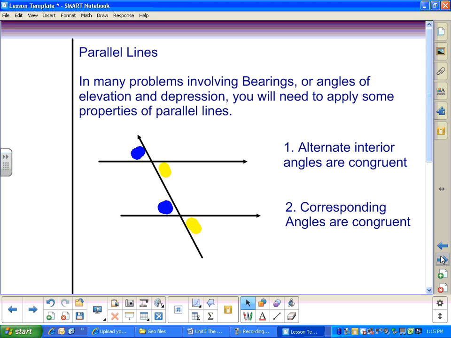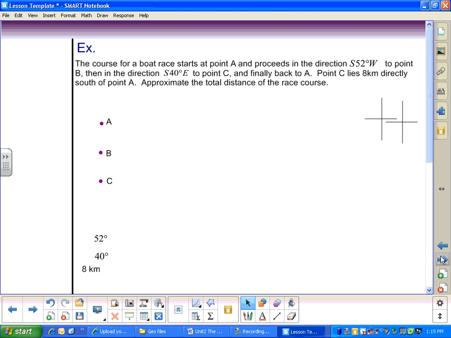And I'm not going to focus on the math piece of this, like setting up the equations and solving everything. I'm going to focus on setting up and drawing the diagram. So in this example, we're looking at a boat race, and the course for a boat race starts at point A and proceeds in the direction of south 52 degrees west, and then it goes to point B. Then it changes direction. It goes south 40 degrees east to point C, and then finally the boats all turn and go back to point A.